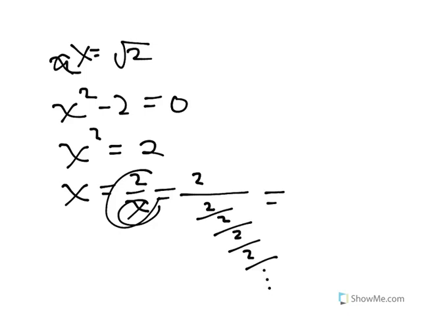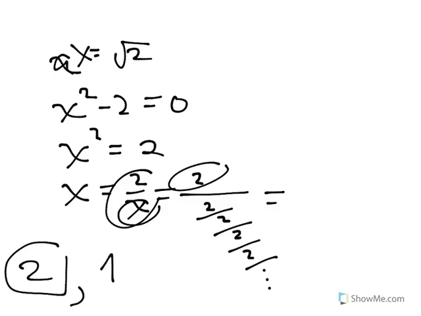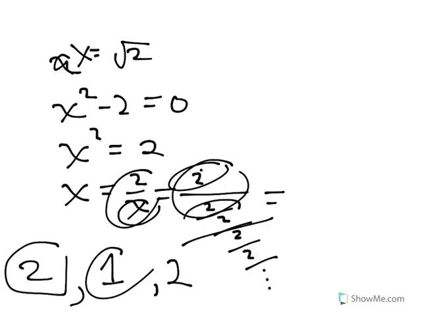It's kind of weird. It does have convergents. The first convergent would be 2. But the second convergent would be 1, because it would be 2 over 2. And the third one would be back to 2, because it would be 2 over 2 over 2. And it would just alternate between 1 and 2, which would not help us, since we already know that the square root of 2 is between 1 and 2.